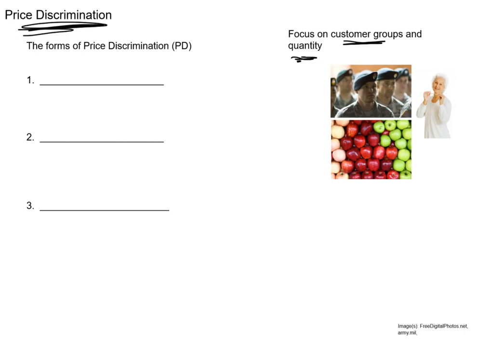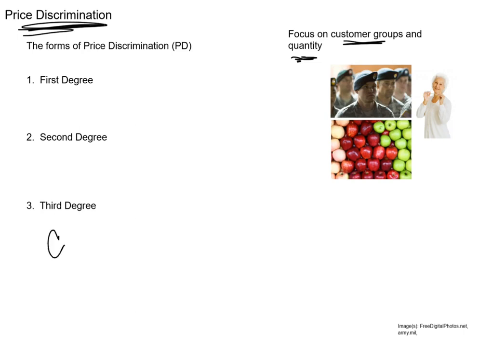We can real quick lay out the three different degrees of price discrimination. We have first degree, second degree, and third degree price discrimination. Starting at the bottom and working our way up, third degree price discrimination is based on customer type.